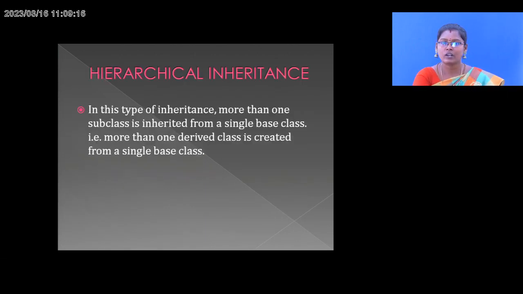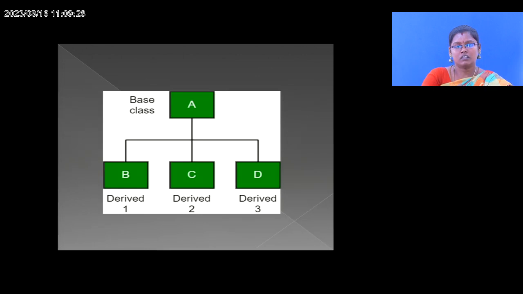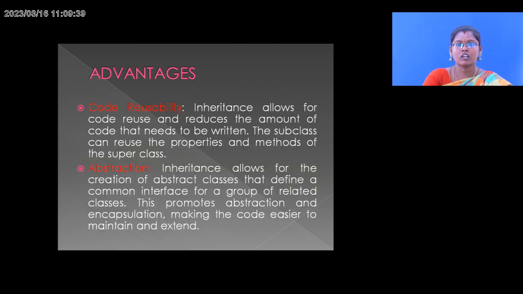The next one is hierarchical inheritance. In this type of inheritance, more than one subclass is inherited from a single base class. That is, more than one derived class is created from a single base class. And this is hierarchical inheritance. Class A is a base class deriving two or more derived classes.